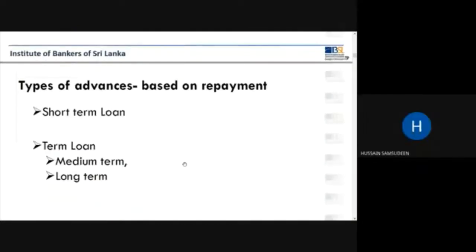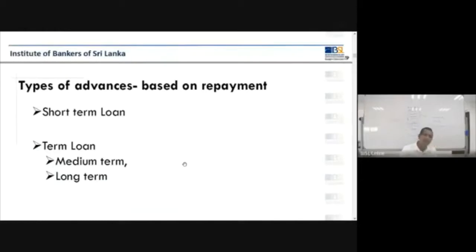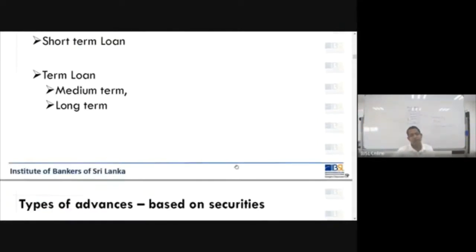Normally, then types of advances, as I told, short term, any facility which needs to be settled within 12 months period. Then term loans, we have medium term and long term. Medium term goes maximum of 36 months. Long term can go from 12 months to even 10 years, depending on the product and the requirement. But normally we don't give 10-year facilities. In commercial lending, we try to limit it to 5 to 6 years maximum.